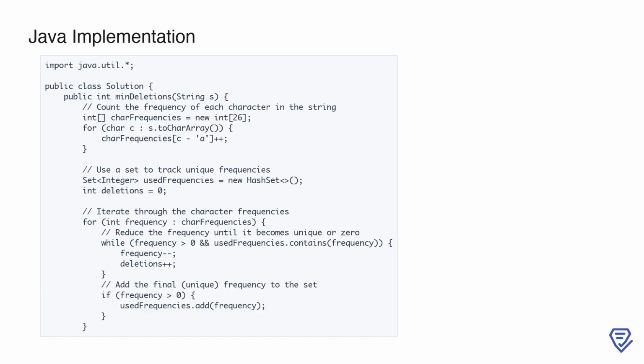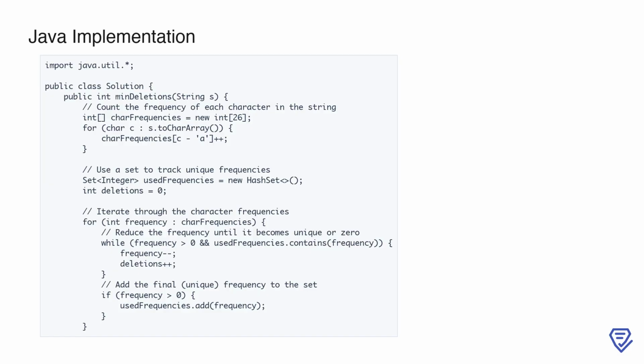Here, we start by importing the necessary packages and defining our solution class. The method minDeletions takes a string s as input. The first step is to count the frequency of each character in the string, which we do using an integer array charFrequencies of size 26, corresponding to the 26 lowercase English letters. For each character in the string, we increment the count in the array at the index determined by c minus 'a'. This gives us the frequency of each character in the input string.